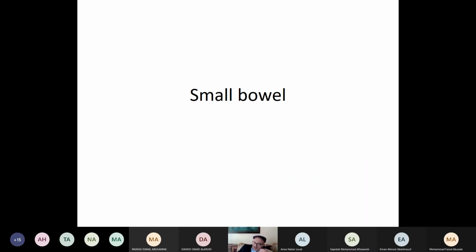After this overview of what do we mean by obstruction, the pathophysiology, associated problems, we will go into a tour of the causes of obstruction. So we start with small bowel obstruction. What do you know causes of small bowel obstruction?